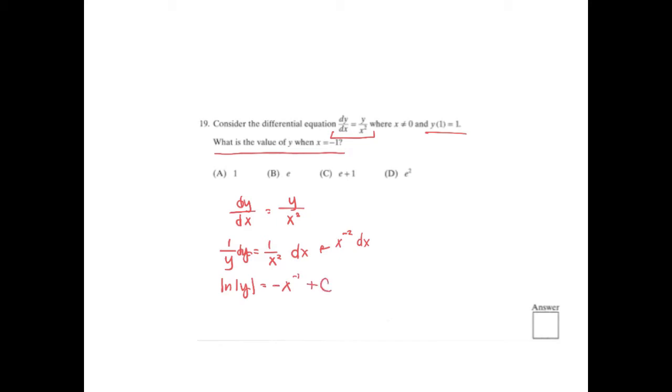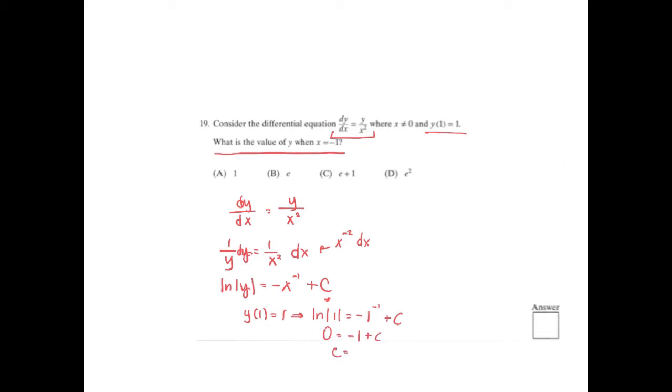Okay, so do not do ln absolute value of x squared. That's a big no-no. So before I solve, I'm going to just go ahead and figure out what that c is. So I know that y of 1 equals 1, which means that ln absolute value of 1 equals negative 1 to the negative 1 plus c. ln of 1 is 0 because e to the 0 power is 1, right? And then I have negative 1 to the negative 1 power is just negative 1 plus c.